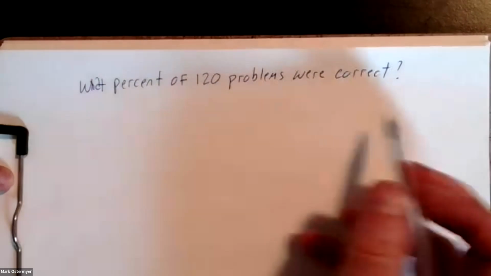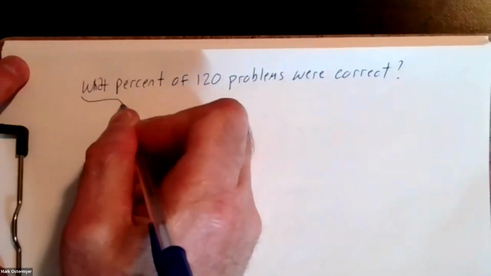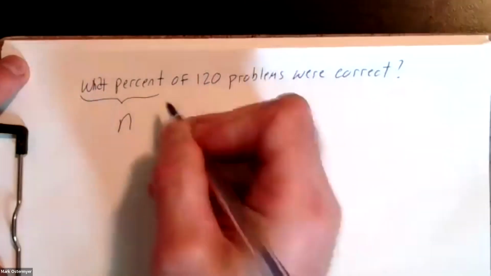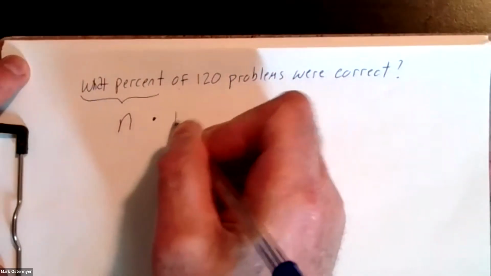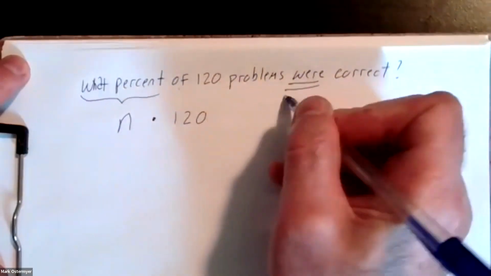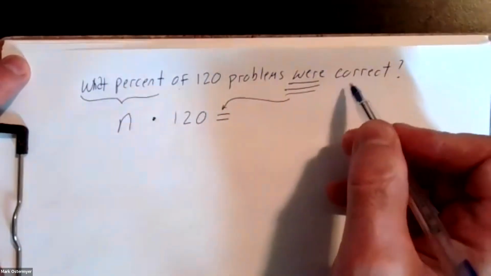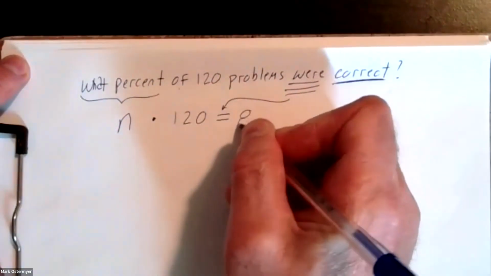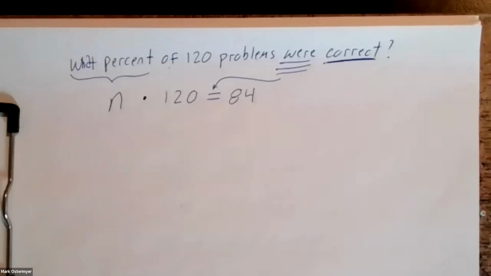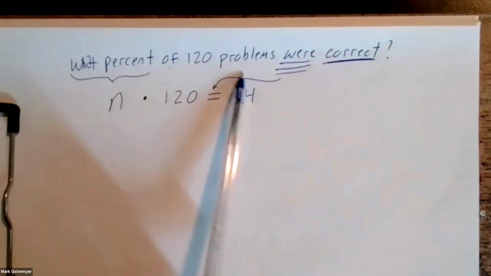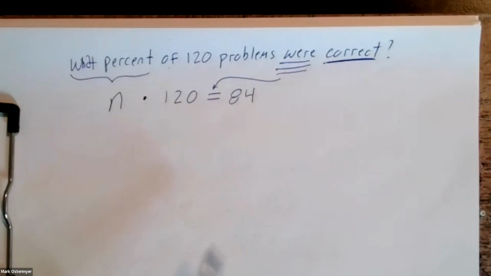Now let's try to convert this into an equation. What percent means we don't know. That's an unknown, that'll be n. Of means times 120. Were means the same thing as is, an equal sign. And how many were correct? Were there not 84 correct? You got your equation. See how we transform those words into an equation? What percent of the 120 problems on the test were answered correctly, and the number answered correctly was 84.